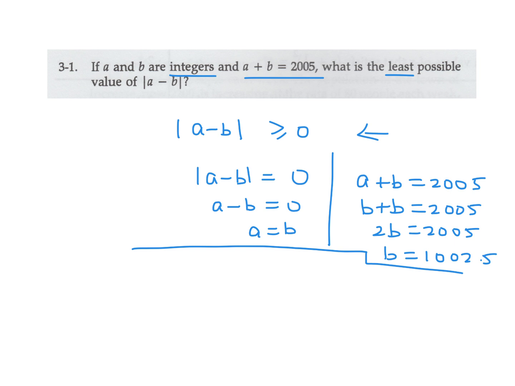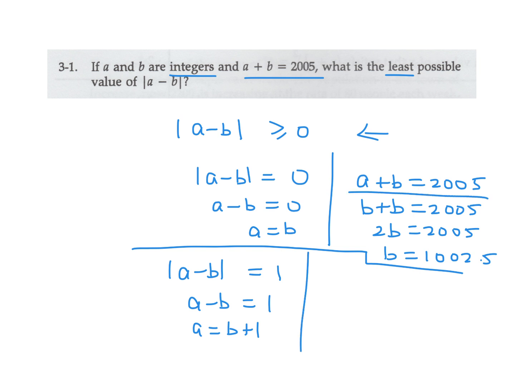0 didn't work, so let's try the next possible value. Since they're integers, the next possible difference is 1. So let's see what happens if we set it equal to 1. That means a minus b is 1. It could be the other way around, b minus a is 1, but we'll just try this one first. That means a equals b plus 1. Going back to the original equation, b plus 1 plus b is 2005, so 2b is 2004, and therefore b is 1002.